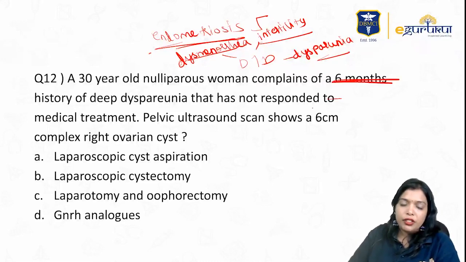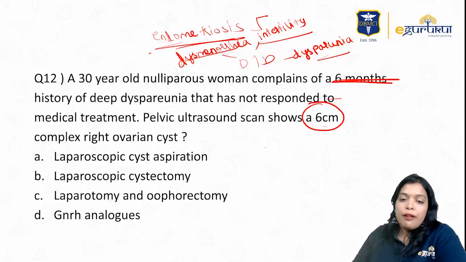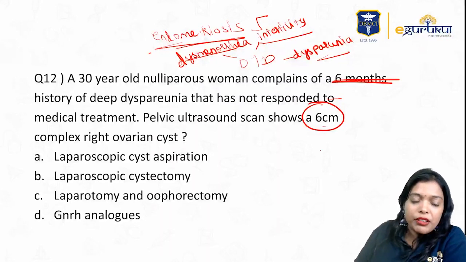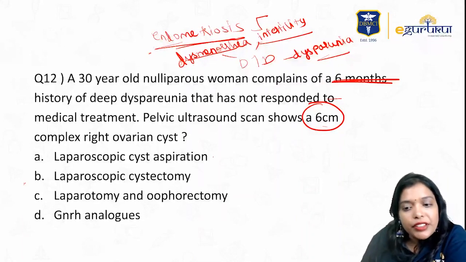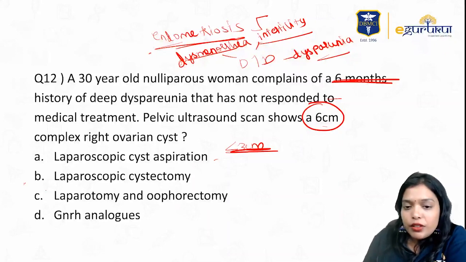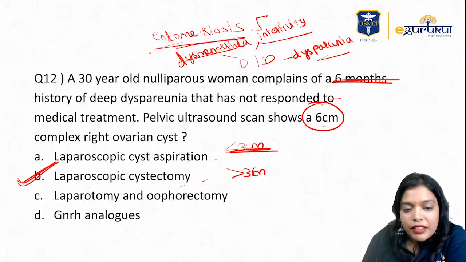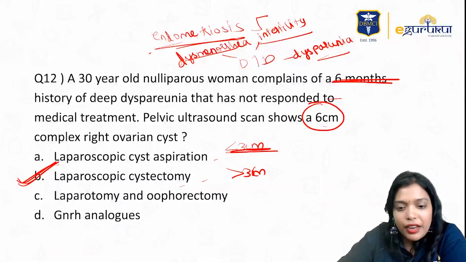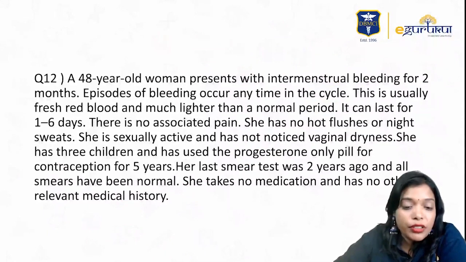So 6 months history of deep dyspareunia and pelvic ultrasound is showing a 6 centimeter complex right ovarian cyst. What should be your next further management? Whenever the cyst size is less than 3 centimeters, you can aspirate and coagulate the cyst wall. But as the cyst size is more than 3 centimeters, your management will be removing the entire cyst. That is the laparoscopic cystectomy, right? Okay. And as she wants to conceive also.